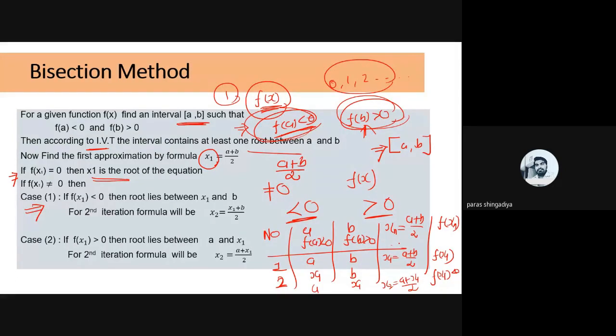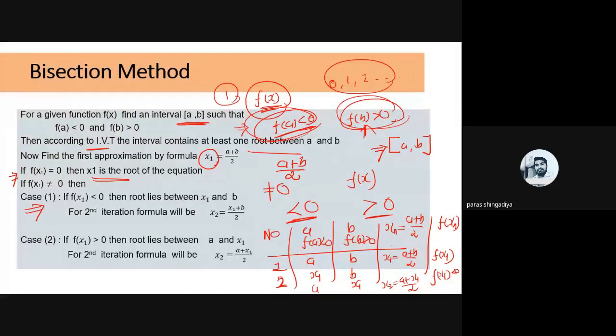So this procedure is simple: first check A and B, then find x1, then check f of x1. If it is 0, then it is our required answer. If it is non-zero, then just replace x1 with the negative point, meaning we replace A with x1, and the new interval will be x1 and B, clear. And if it is positive, then we replace B with x1. A stays as it is, so the interval is A to x1, and then x2 will be A plus x1 by 2. Now check f of x2. If it is negative, replace the negative point with x2. And if it is positive, replace the positive point with x2.